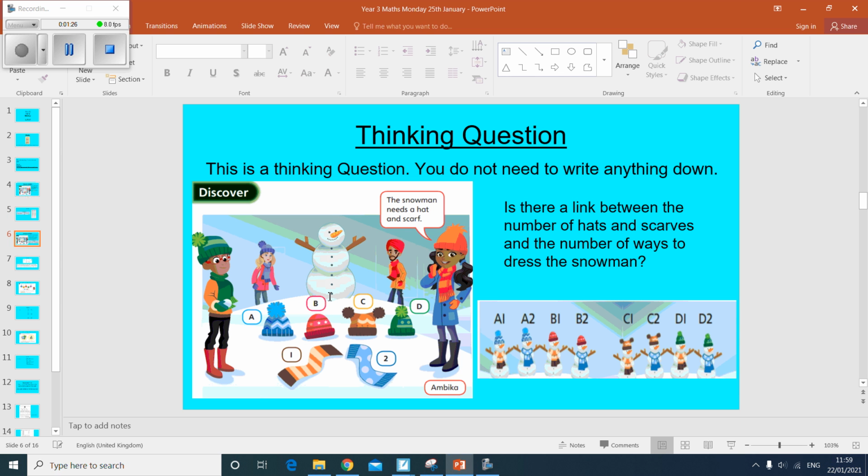Okay, again, we've got a thinking question. You do not need to write anything down. So just pause the video while you have a go at this question. So I want to know if there's a link between the number of hats and the number of scarves and the number of ways that you can dress the snowman. So I can see that there are 4 hats and 2 scarves, and the number of ways was 8. Can we find a link between 4 and 2 to the answer of 8? What kind of a calculation have we been doing? Pause the video here while you have a think.